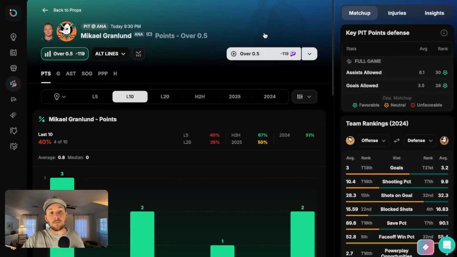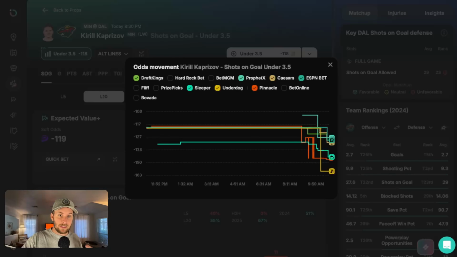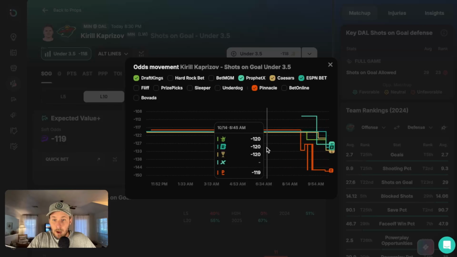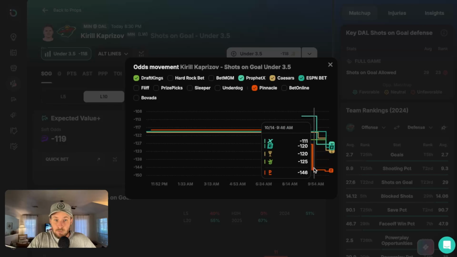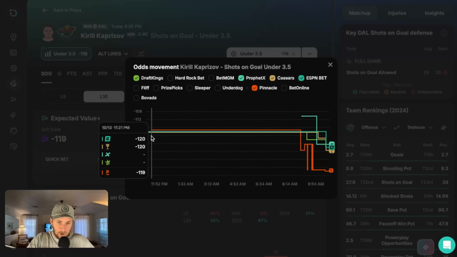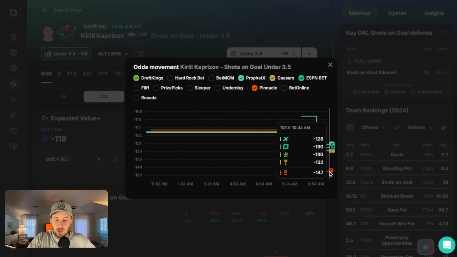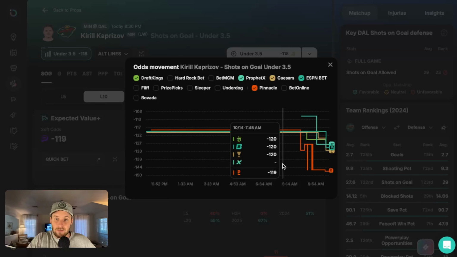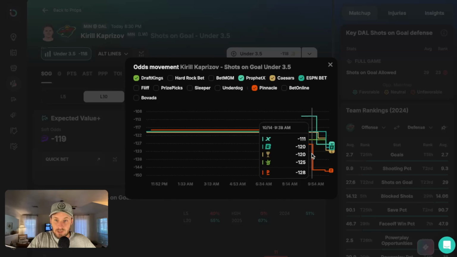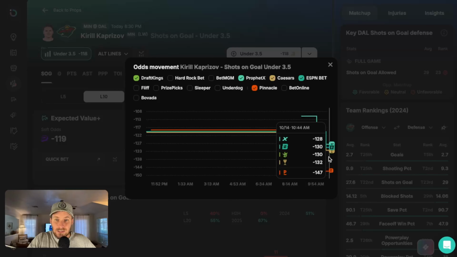Now, why this is important is because of a play like this Krill, however you want to say his name. What you can see here, let's take off some of these and clean this up. Pinnacle has indeed moved down. This line opened up at Pinnacle at minus 119. Now it's currently sitting at minus 147. And it's the same thing for a lot of these other books. Caesars was minus 120, and now you can see it at minus 132, so a 12 cents difference.